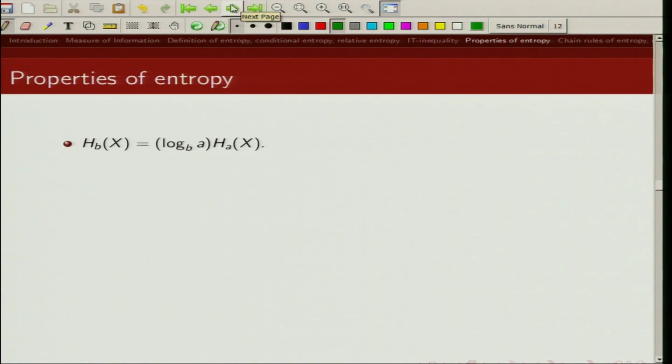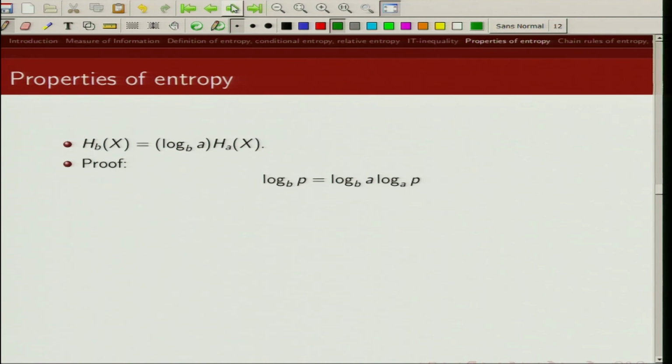Now let us prove some properties of entropy. Entropy computed to the base b can be related to entropy computed to the base a by this particular relation. This is straightforward to prove. We can write log of p to the base b as log of a to the base b multiplied by log of p to the base a.